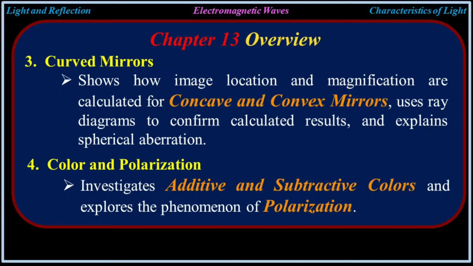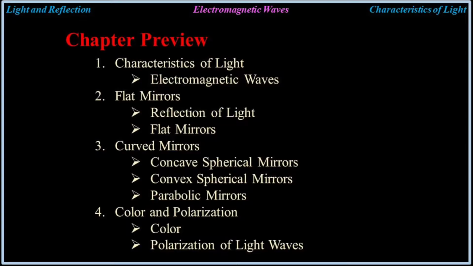Section 3, Curved Mirrors, shows how image location and magnification are calculated for concave and convex mirrors, uses ray diagrams to confirm calculated results, and explains spherical aberration. Section 4, Color and Polarization, investigates additive and subtractive colors and explores the phenomenon of polarization.